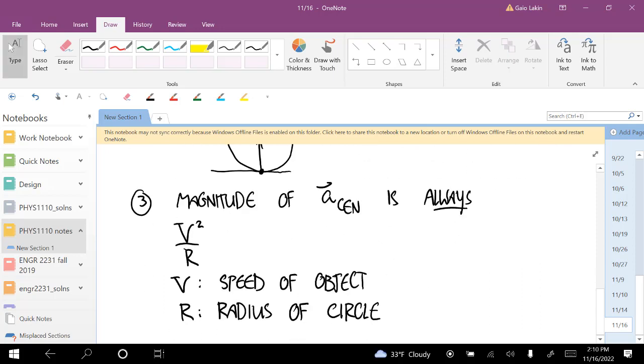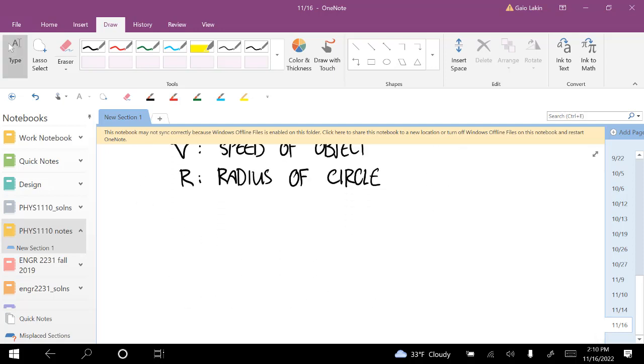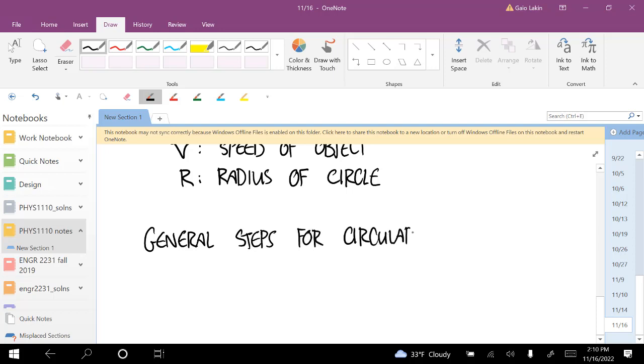Okay, so given these three things, here is a set of steps that you can use for almost every circular motion problem, with the exception of one certain type. So here are general steps for circular motion problems, except for what I'll call tetherball problems.